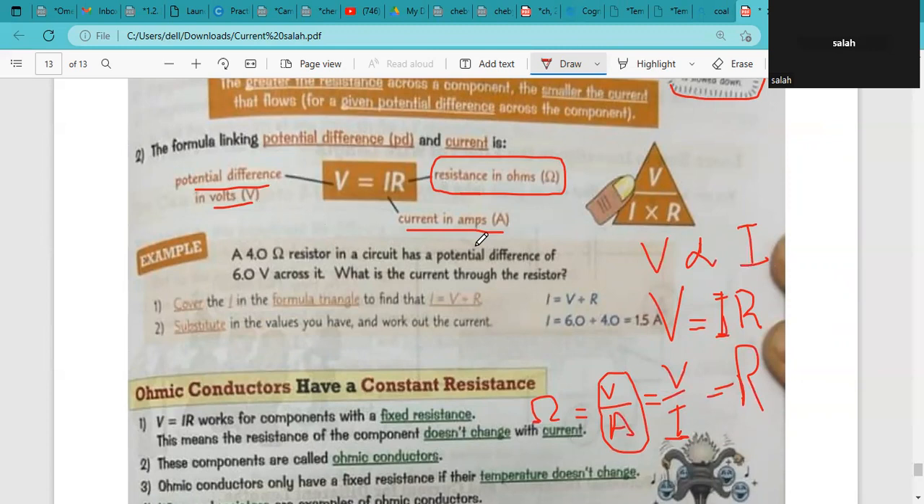So I think you understand the concept of resistance. The resistance is the opposition to the flow of current. The more resistance will cause less flow of current in the circuit. Okay?